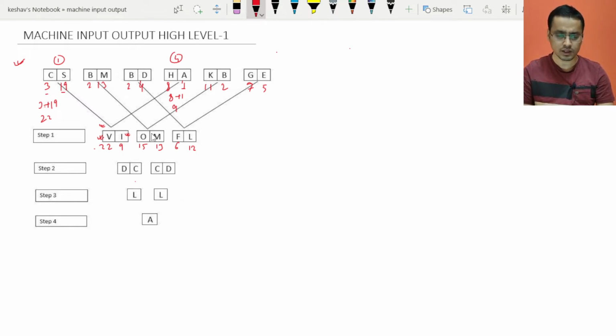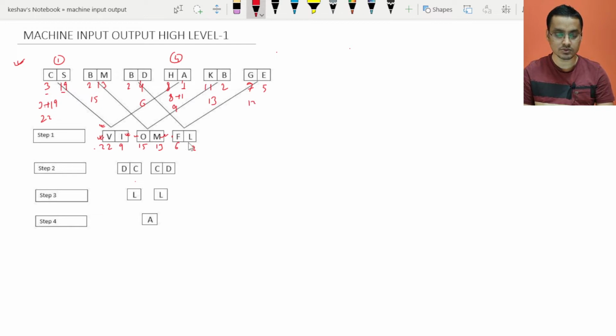Let's see here. 2 plus 13 means what? It will be 15. So which alphabet has the ranking 15? O. So O is written here. Now 11 plus 2, that means 13. So which alphabet has the ranking 13? M is written here. Now 2 plus 4 means what? 6. Which alphabet has the ranking 6? F. So F is written here. And 7 plus 5 equals 12. So which alphabet has the ranking 12?